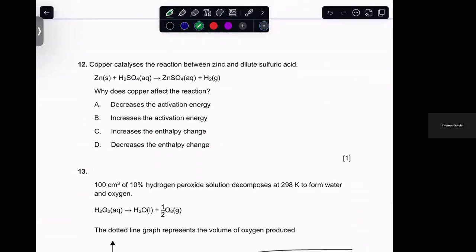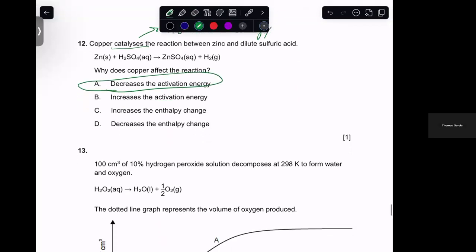12. Copper catalyzes the reaction between zinc and dilute sulfuric acid. Why does copper affect this reaction? So, let's see. If it catalyzes the reaction, then we know that it must be affecting the activation energy. Erase my little mistake there. So it's got to decrease the activation energy if it's speeding it up.